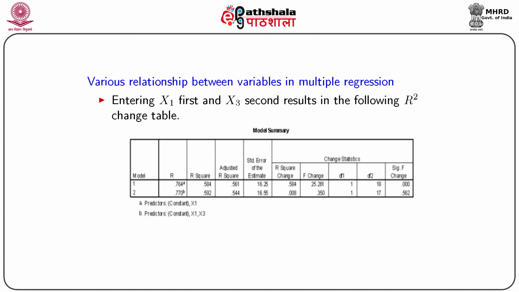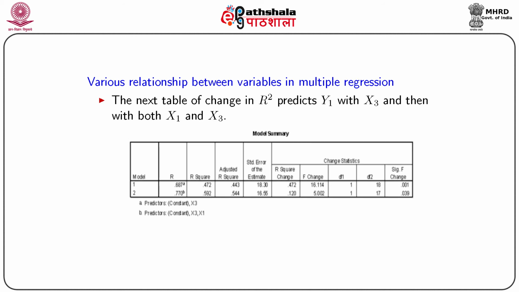If you look at the table, the R-square when x1 was only present in the model is 0.584, and when x1 as well as x3 are added into the model, it is 0.592, which is an extremely insignificant rise in the value of R-square. Again, the next table of change in R-square predicts y1 with x3 first and then with both x1 and x3 present in the model. In case of just x3 in the model, we have R-square 0.472, and in case of x1 and x3 we have 0.592. So as before, both tables end up at the same place, in this case with an R-square of 0.592.